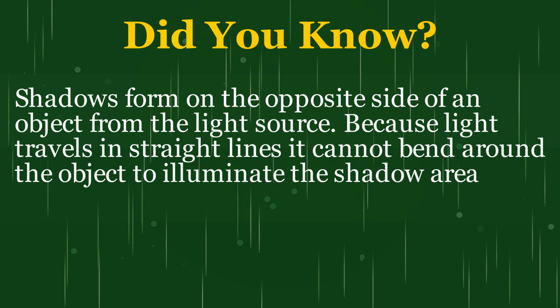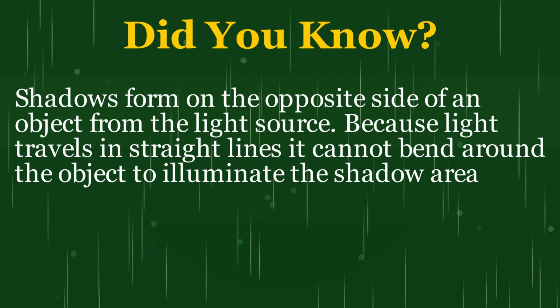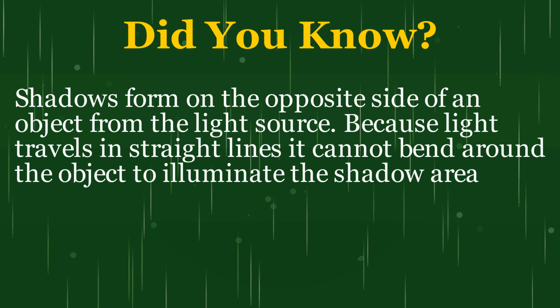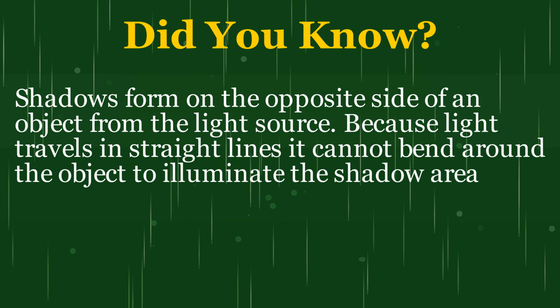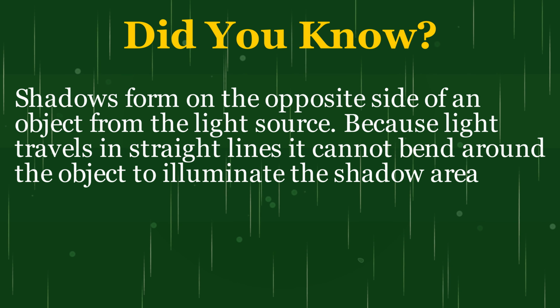Here's an interesting fact: shadows form on the opposite side of an object from the light source. Because light travels in straight lines, it cannot bend around the object to illuminate the shadow area.